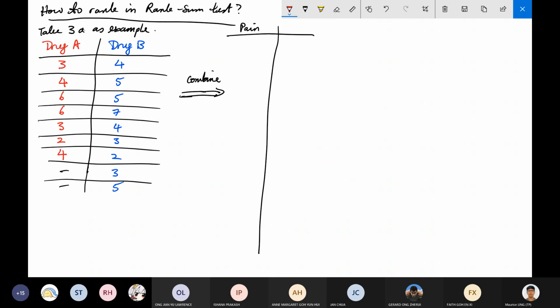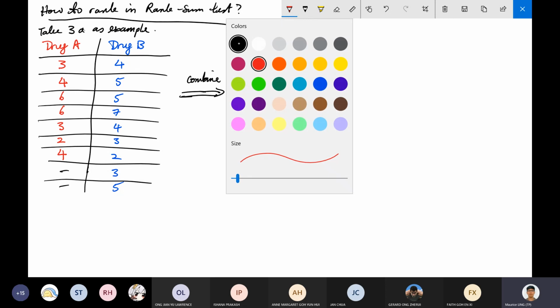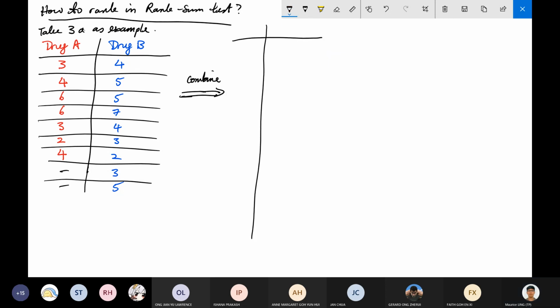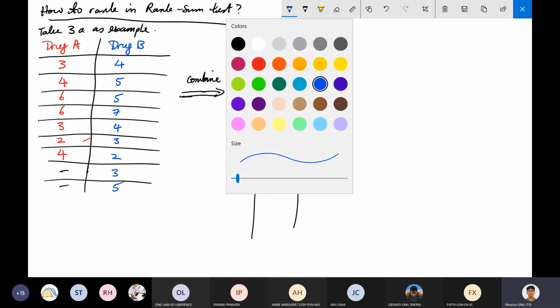So drug A, I have 2. Okay, let me just redo this so that it makes it a little bit easier to see. Okay, now this is the drug, this is the pain scale. So I go for 2. Drug A, 2. So this is settled. Is there any other 2? I have drug B, which is also 2. So this is settled.